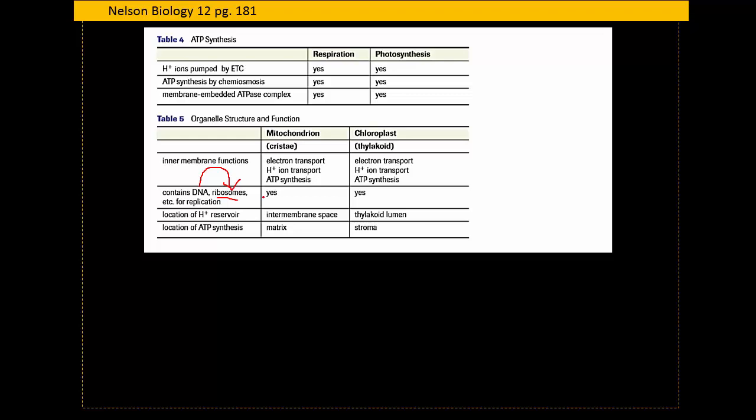And so, look, we're going to get into this process later. This is not really part of photosynthesis, but just to say that both mitochondria and chloroplasts do have some DNA, ribosomes, etc. All right. Location of the hydrogen ion reservoir: the intermembrane space in the mitochondrion, as you know, or the thylakoid lumen in the chloroplast. Notice the opposites there, all right? So there are similarities and there are differences between these organelles and these processes. And of course, ATP is produced in the matrix of the mitochondrion, but in the stroma of the chloroplast.